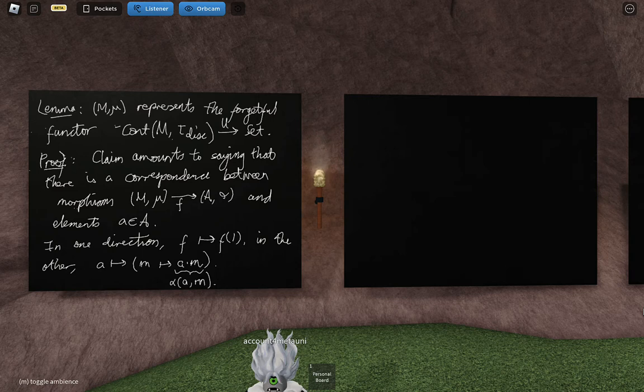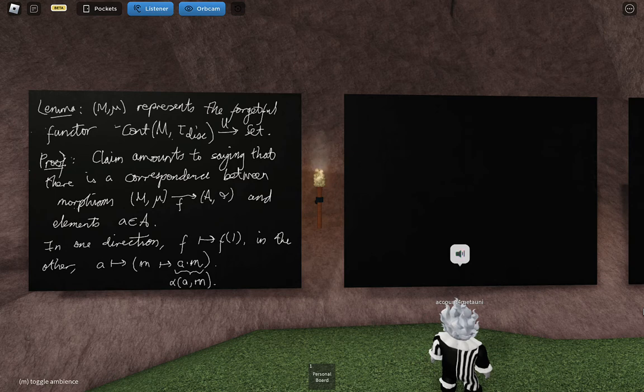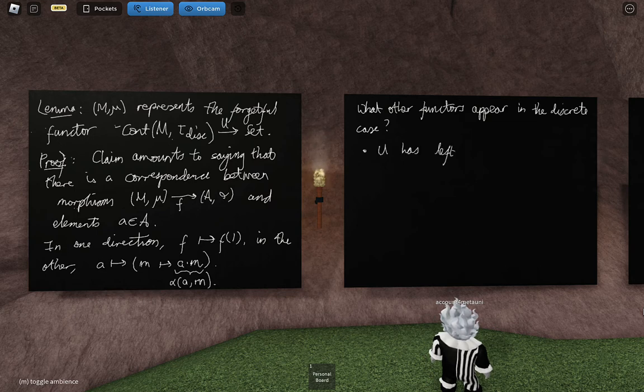Okay. What other functors can I equip this with? Actually, how am I doing for time? I'm only a quarter of an hour in. I might as well entertain you by telling you a bit more about these categories.